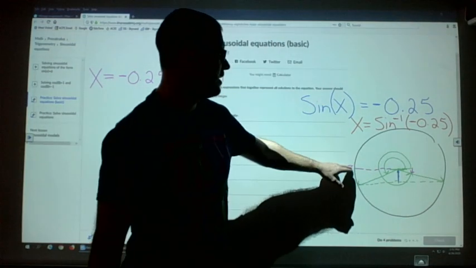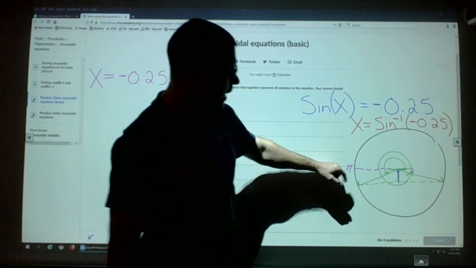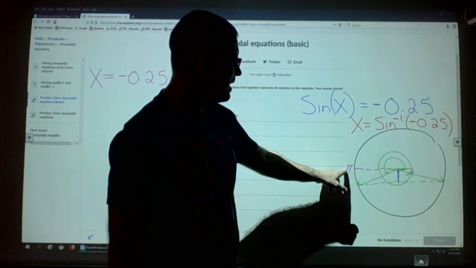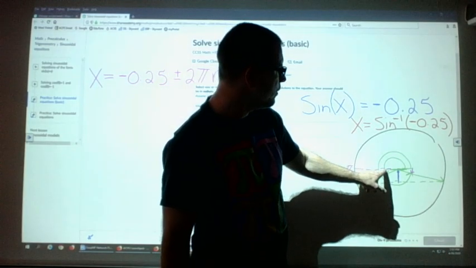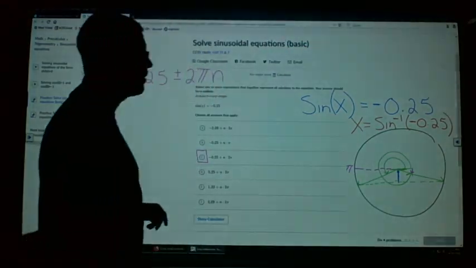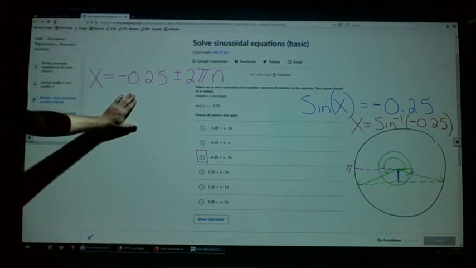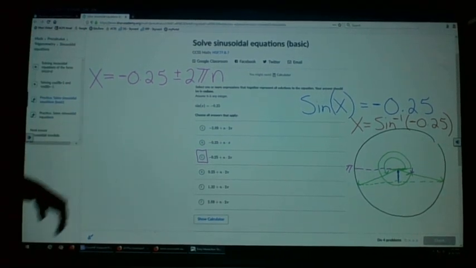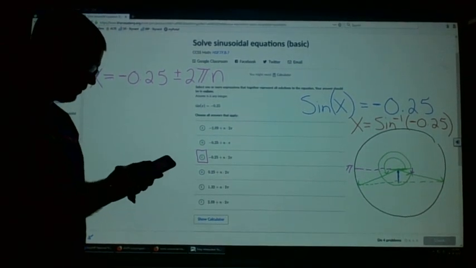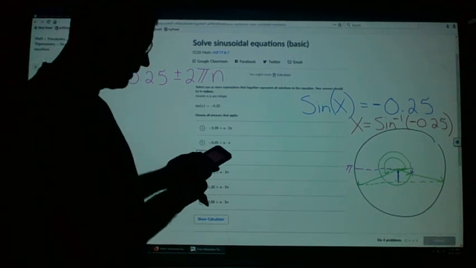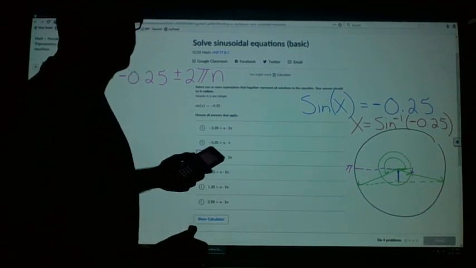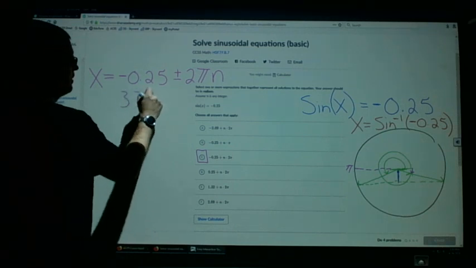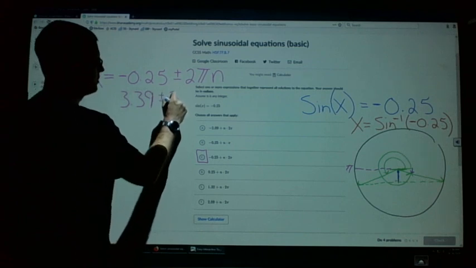Pi radians, 180 degrees. And I know that this angle and this angle must be equivalent. So if that's pi, and I'm going to go 0.25 radians farther, then I'm going to use 3.14 for pi, so 3.14 plus 0.25. It's 3.39, so I get 3.39 plus or minus 2 pi n.